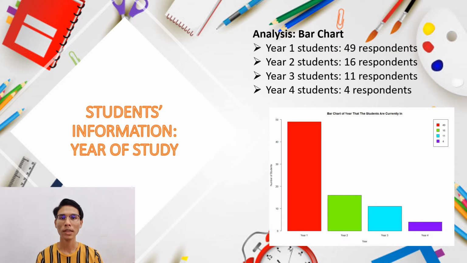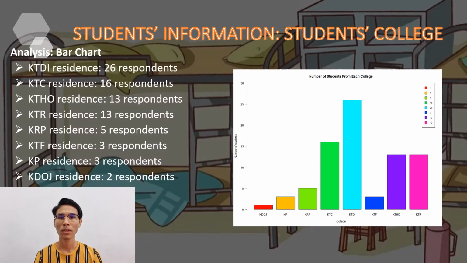Next is the year of study. As we can see on the bar chart, the majority of the respondents are year 1 students, which is 49, followed by year 2 with 16 students, year 3 with 11 students, and lastly year 4 with 4 students. Next is the students' college. As you can see on the bar chart, the majority come from KTDI, consisting of 26 respondents, followed by KTC, KTHO, KTR, KRP, KTF, KP, and lastly KDOJ with the least number of respondents, which is 2.